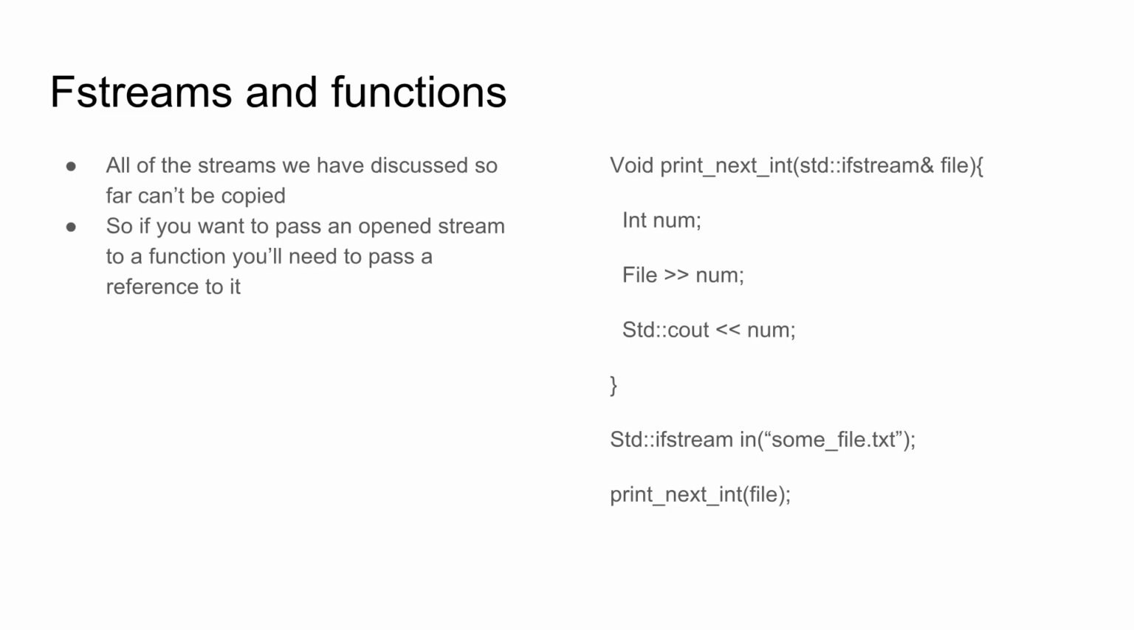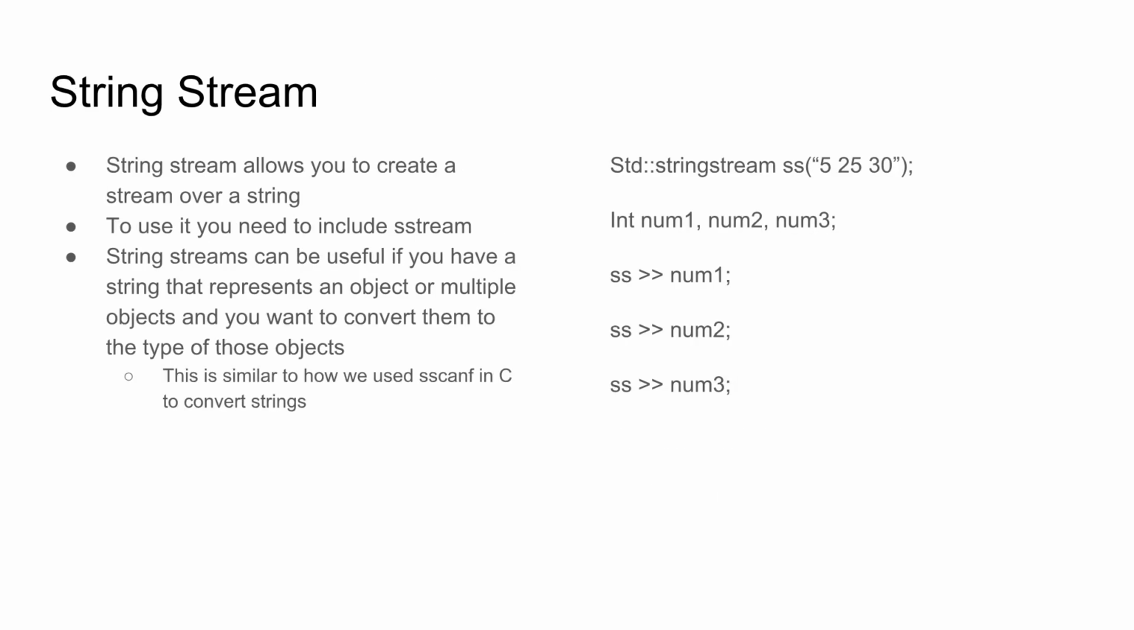One of the things with streams is they can't be copied. So if you want to pass an open stream to a function, you're going to need to pass a reference to it. Shouldn't be too complicated. So if you got rid of this ampersand, you would get an error as you were trying to copy the file stream. And then it'd be like, nope, you can't do that. I can only be moved. But when you're doing the reference, you're not getting a copy. You're just getting basically a pointer to that thing.